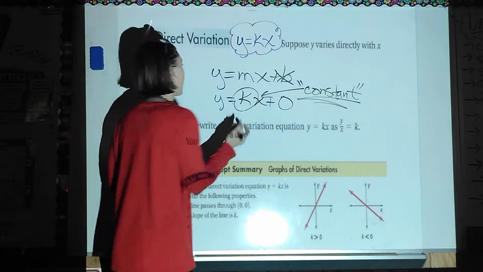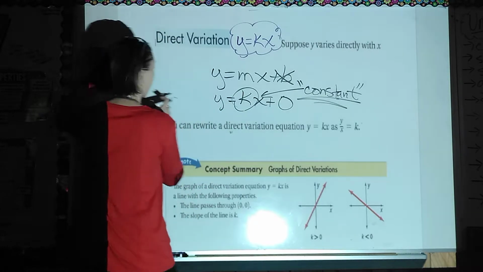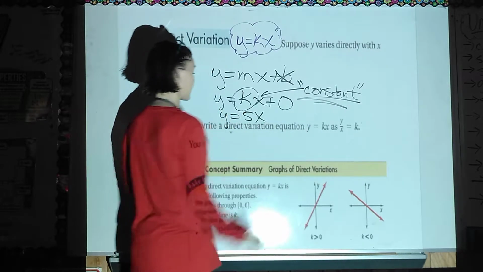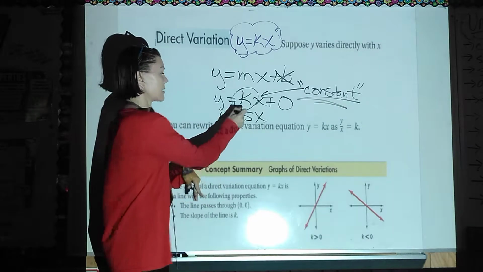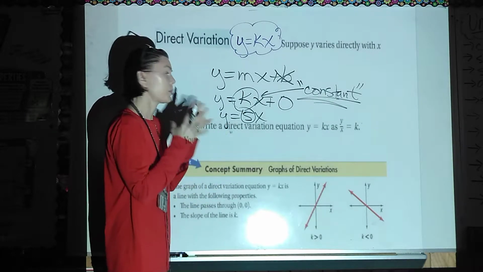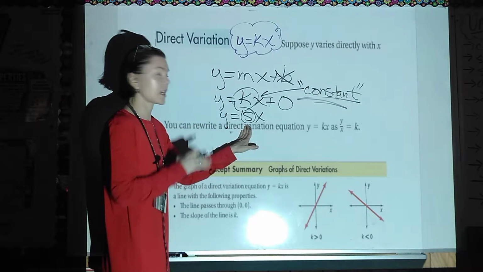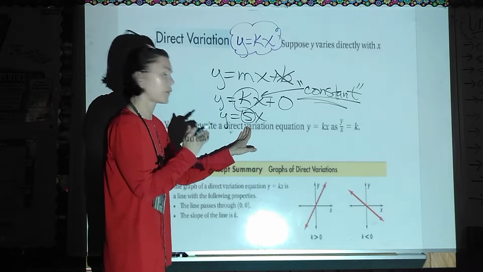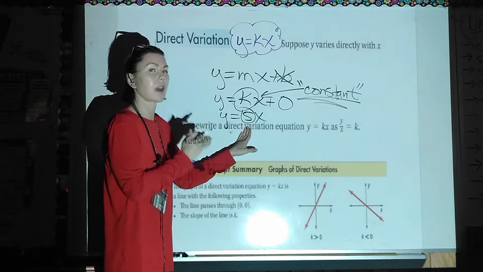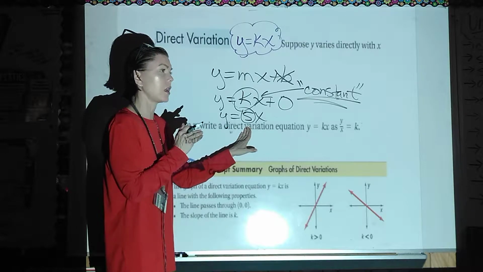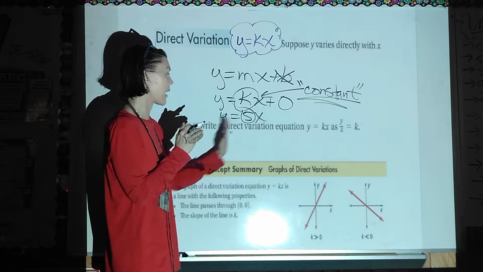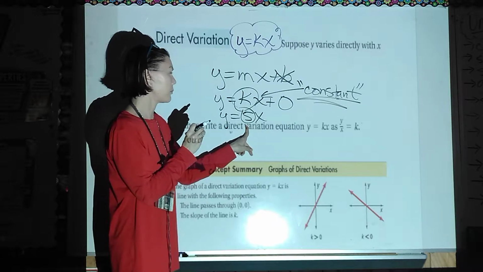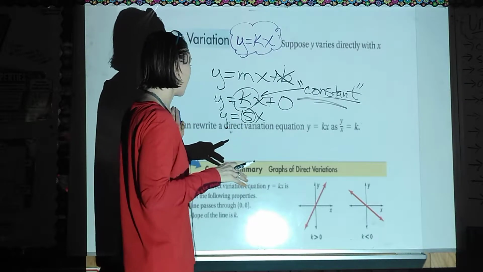So let's say you have y equals 5x. Your constant is 5. Your slope is 5. It doesn't change. It's not going to be 5 and then 6 and 7. No, it's 5x. It's your constant every step of the way. That's how you determine a direct variation where y varies directly with x, if your constant is the same. So we're going to talk about that.